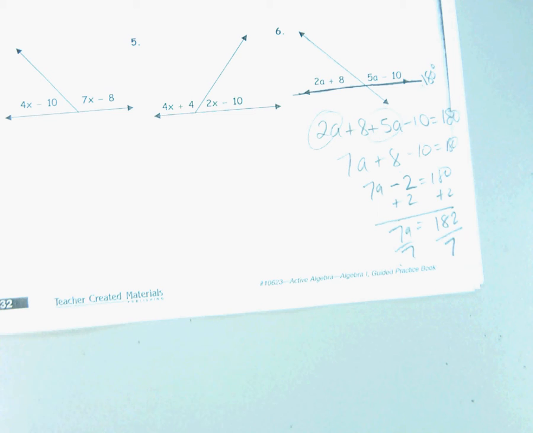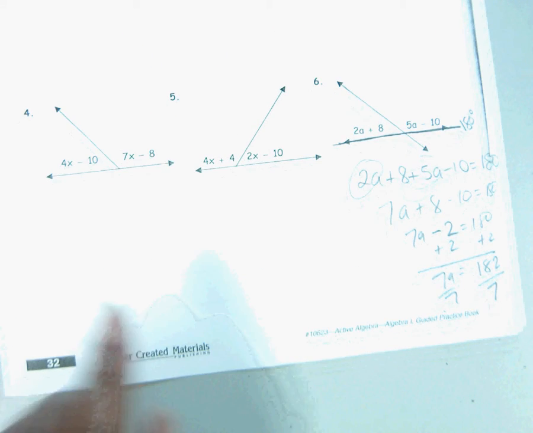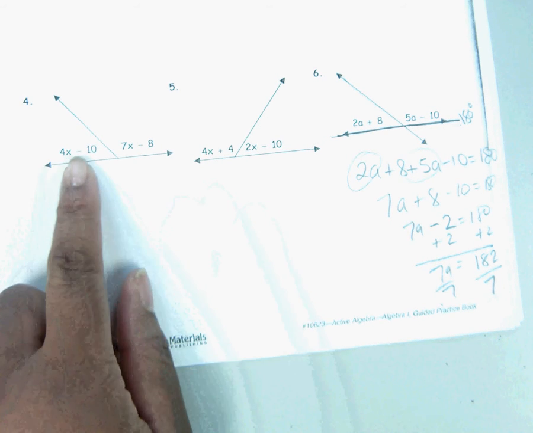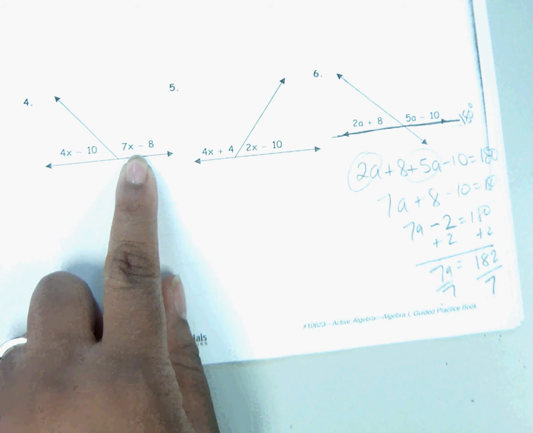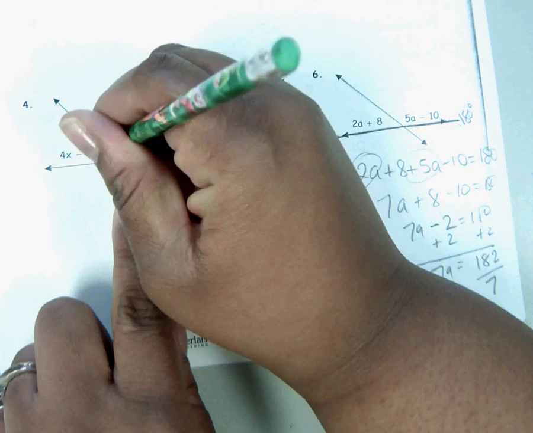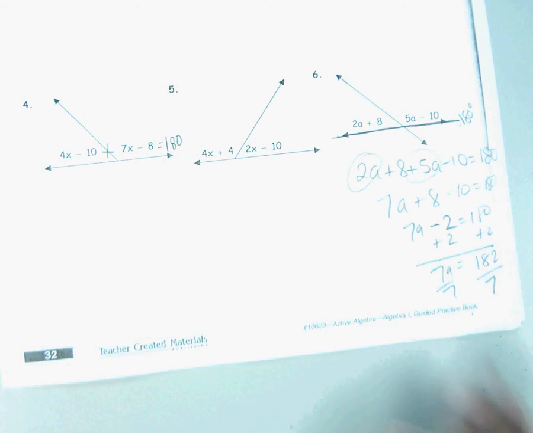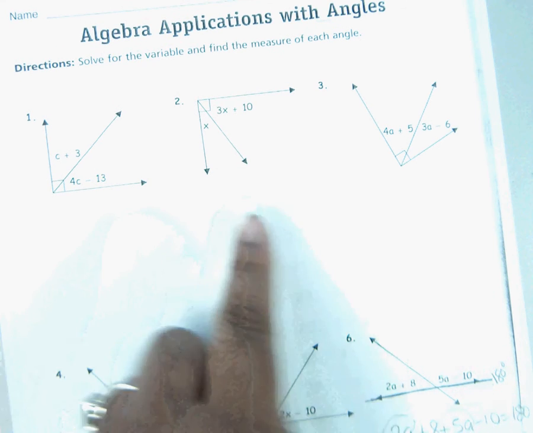Yes. Let me ask about 4 and 5. What would you set these equal to? 180. So what would you do with 4x minus 10 and 7x minus 8? Add them together and then set them equal to what? 180.